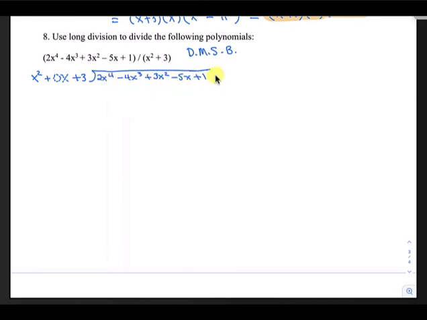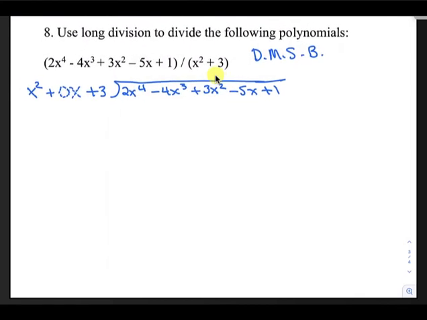All right, we'll go ahead and start dividing. When you divide, you always start with the first term in the dividend. So 2x to the 4th will be divided by x squared. And that's going to leave you with 2x squared. And then you're going to multiply 2x squared times your entire divisor. The result is going to be 2x to the 4th plus 0x cubed plus 6x squared. Okay, so 2x to the 4th plus 0x cubed plus 6x squared.